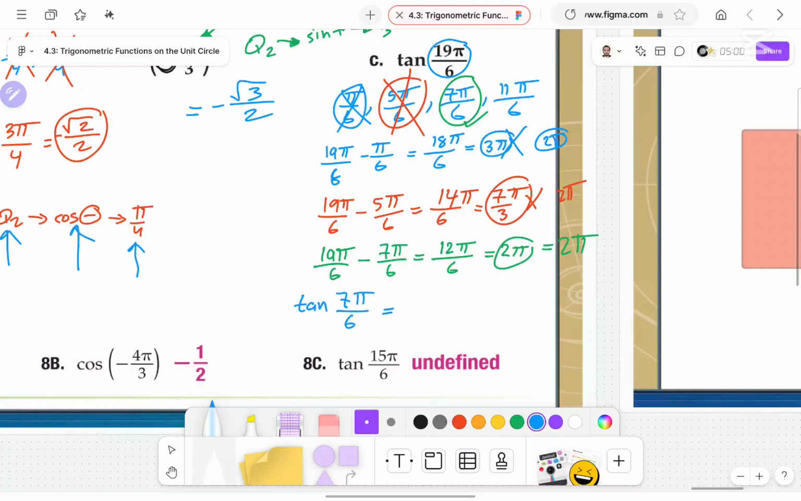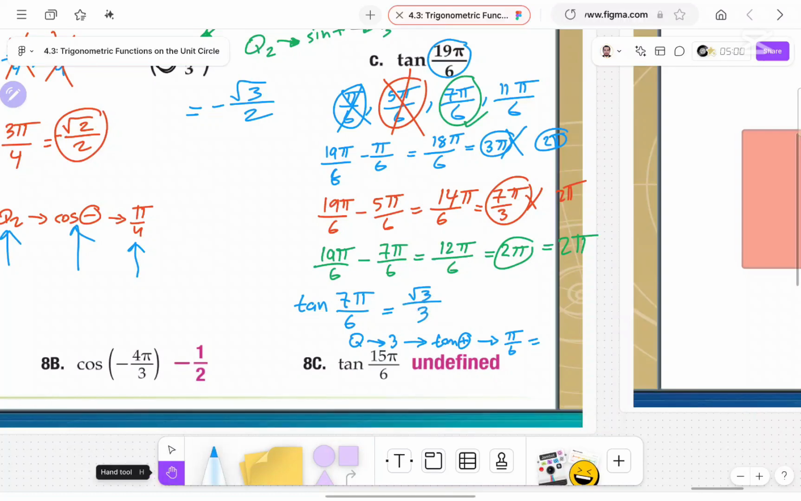From the unit circle, 7 pi over 6, I know that it's in quadrant 3, and tan is positive in quadrant 3, and pi over 6, what is it, which means 30 degrees. So I know that tan of 30 is square root of 3 over 3. So this is the correct answer.